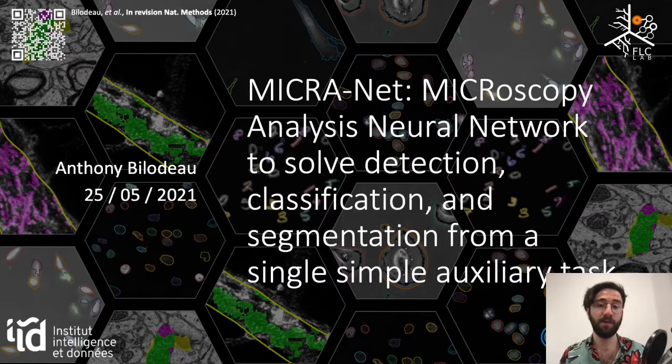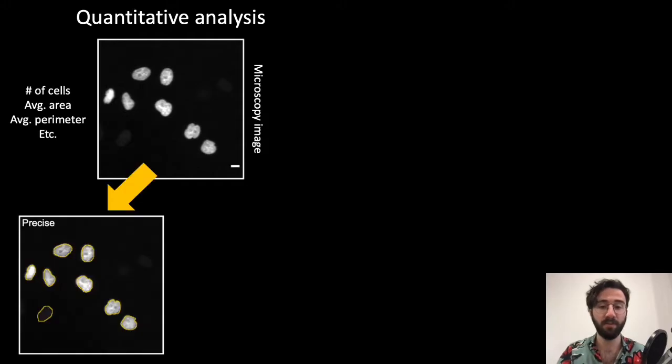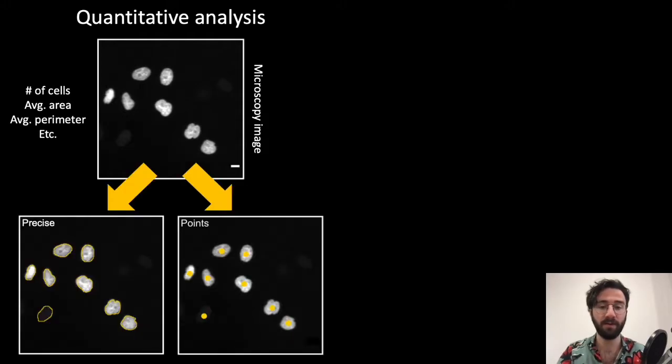Hello everyone, today I'm going to present a deep learning architecture capable of solving multiple tasks for quantitative microscopy image analysis by learning only a simple classification task. A quantitative analysis relies on the extraction of quantitative parameters such as the number of cells or the average area of a cell. Commonly, such parameters are extracted manually from the image using different annotations.